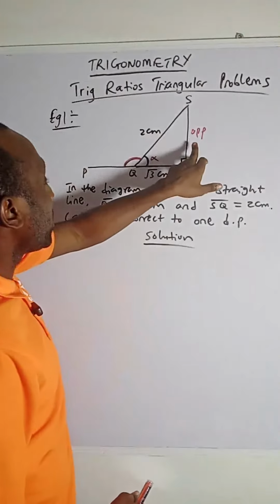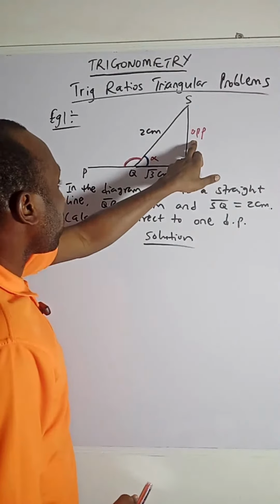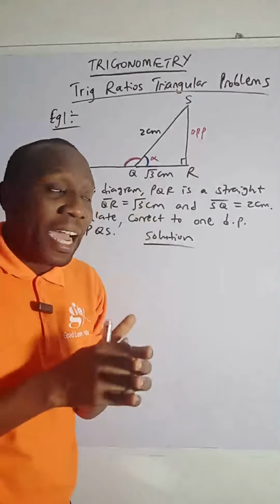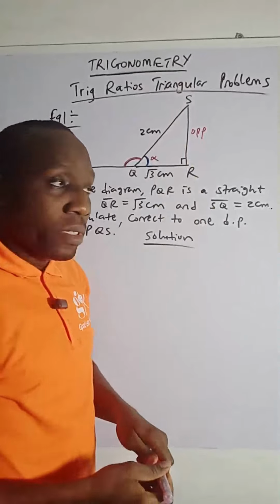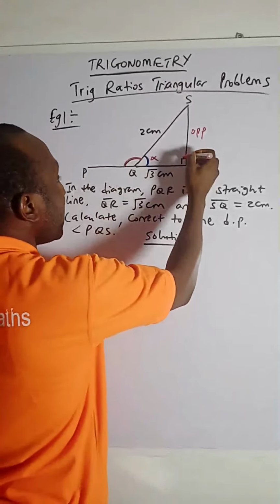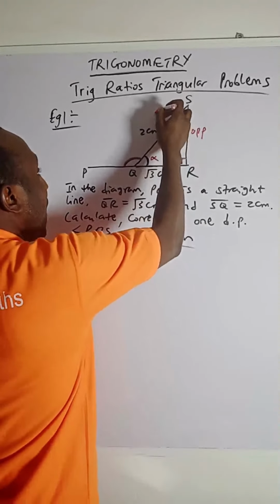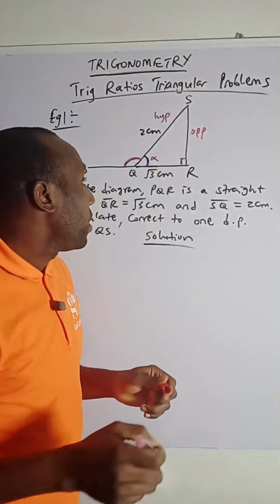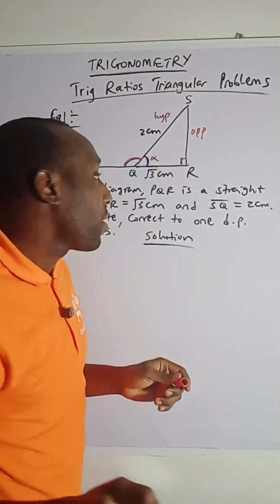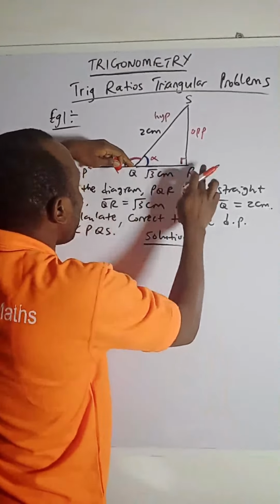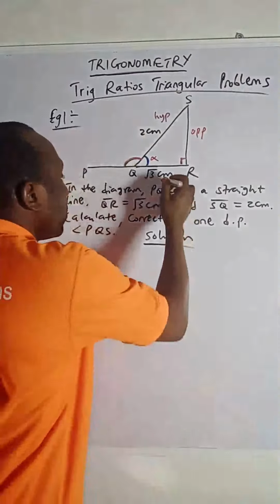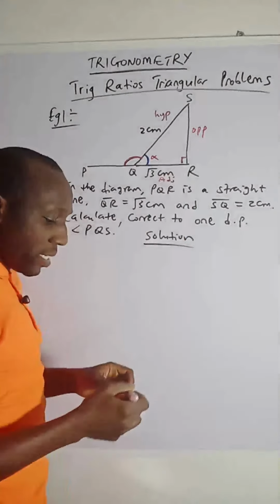So let's just quickly finish this problem. So this is the opposite, but I'm not interested in getting the opposite because I do not have any side on that opposite. So this is the right angle, and this is the hypotenuse, the side facing the right angle. While this other side here is the adjacent. So let's just say ADJ for adjacent.